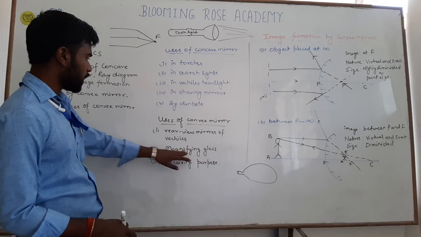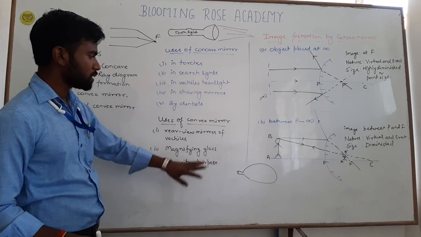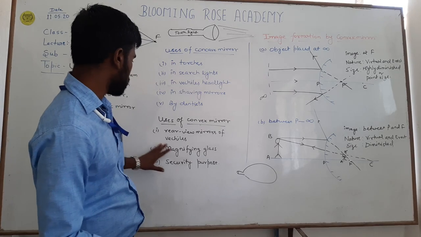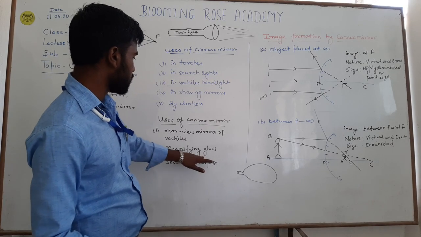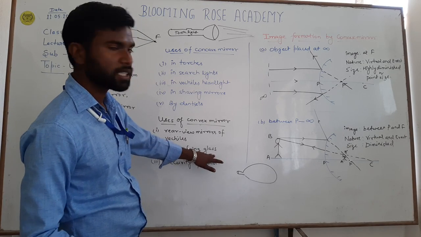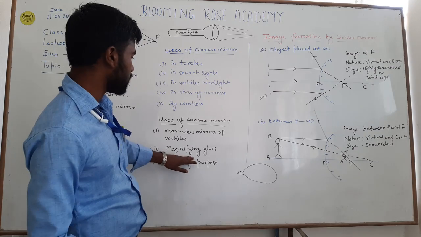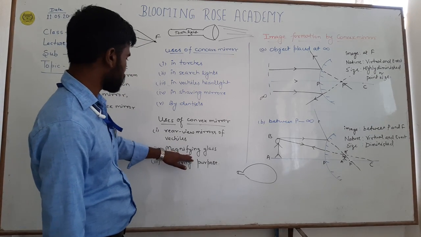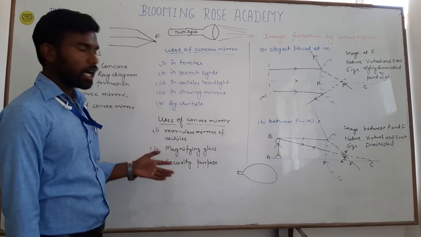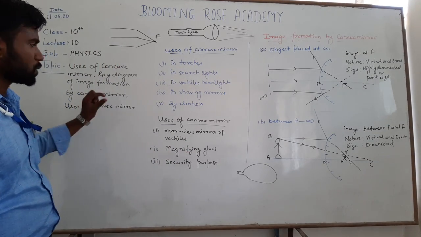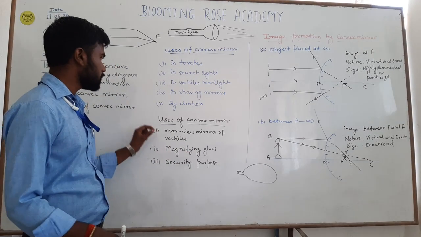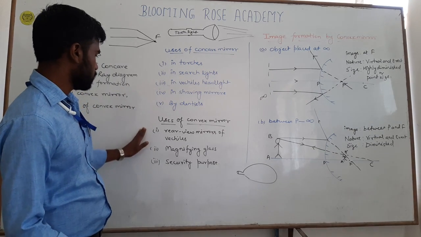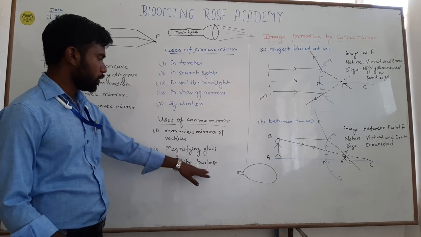Next one is the magnifying glass. A magnifying glass is used to see larger images. Magnifying glasses are used as magnifying lenses, which we will learn in a later session. They are used to see smaller or minor objects which are embedded or written on any text or any walls. The third one is security purpose.